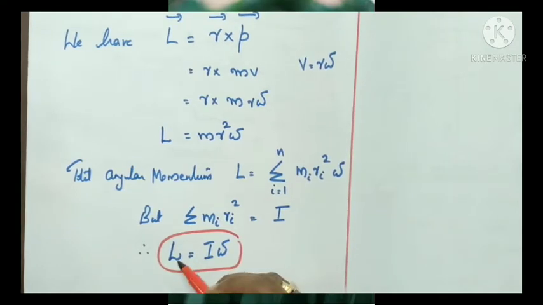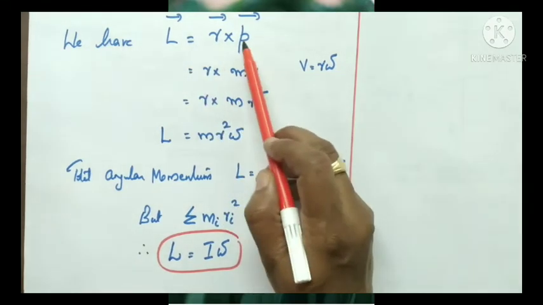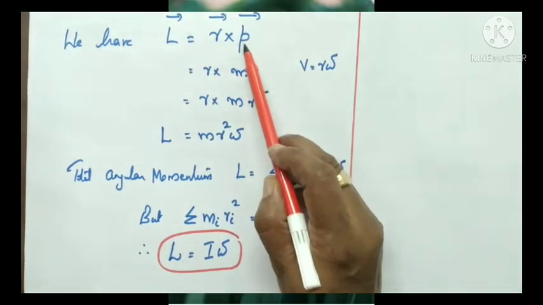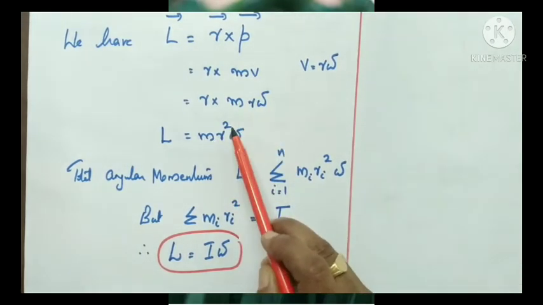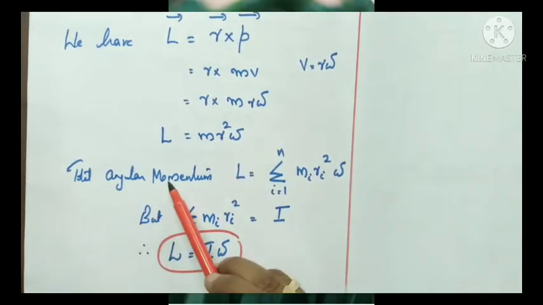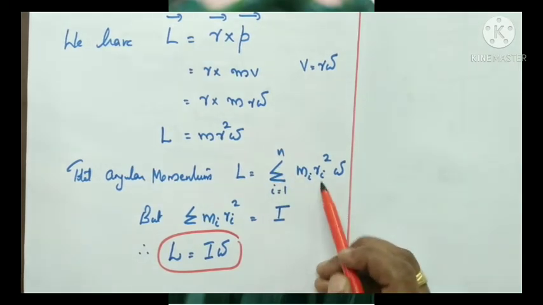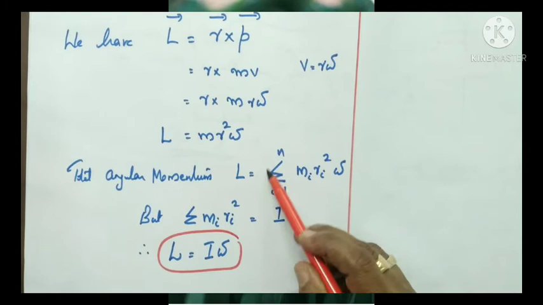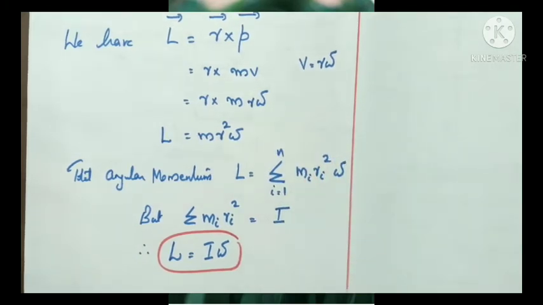Okay children, so the relation between angular momentum and moment of inertia is L equals I omega, a direct relation. First you take L equal to r cross p, put momentum p equal to mv, but v equal to r omega. So it can be written as m r square into omega. So for total angular momentum, put the summation, mi ri square into omega. What is sigma mi ri square? That is moment of inertia. So angular momentum L equal to I omega.